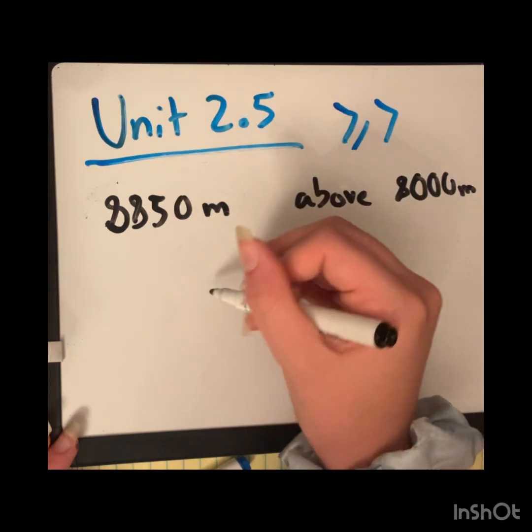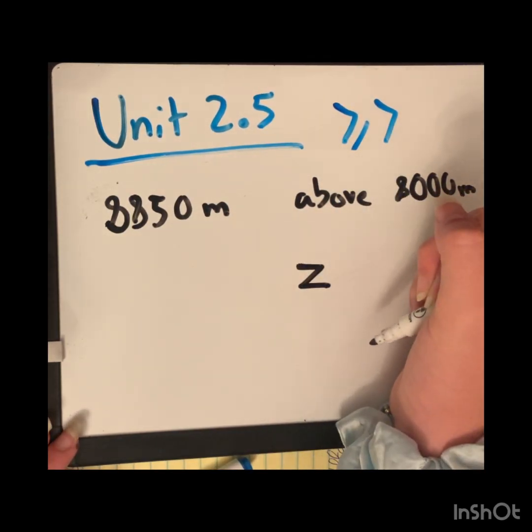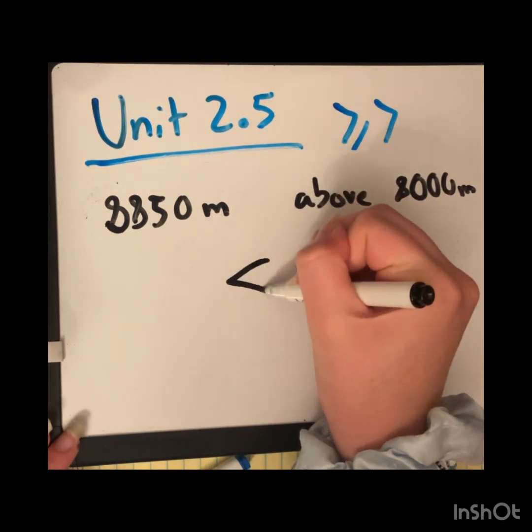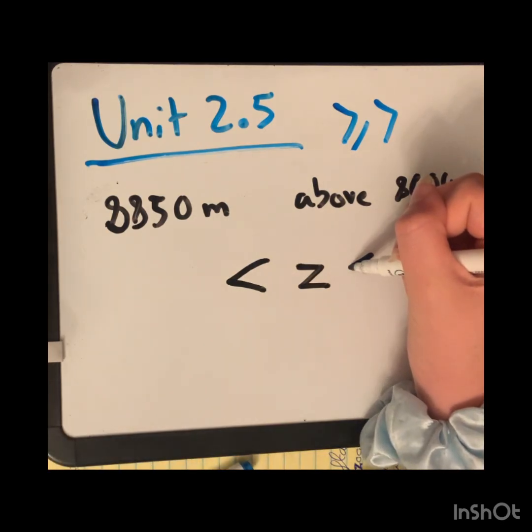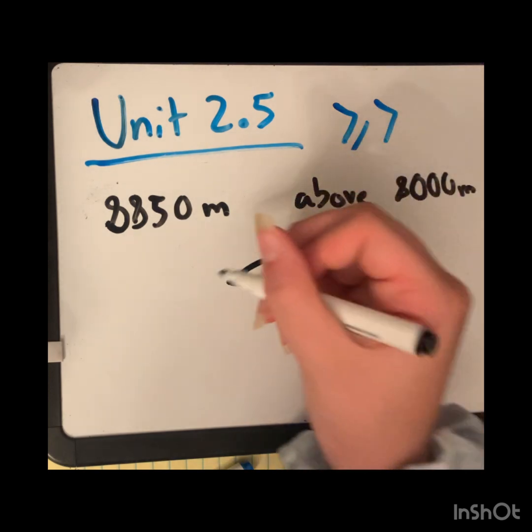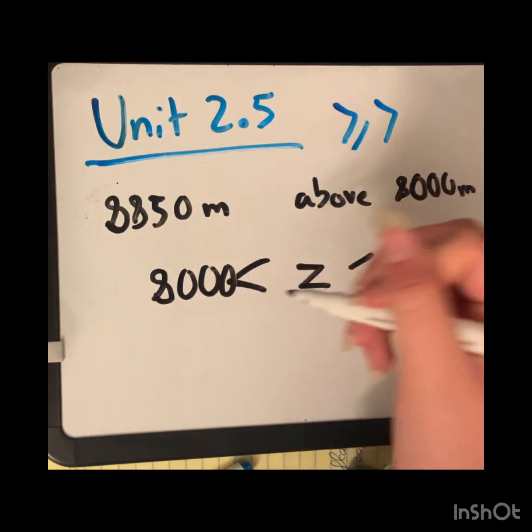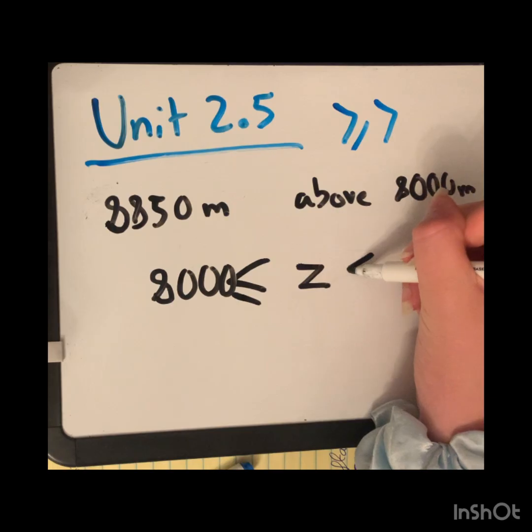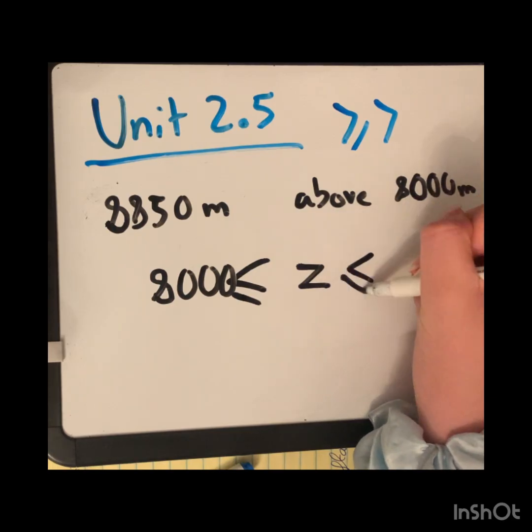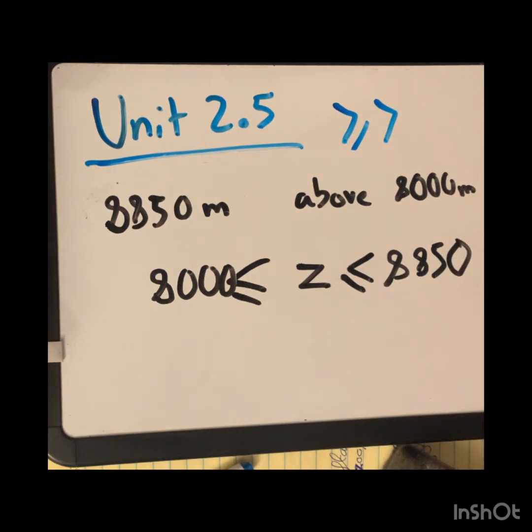So let's put this as the death zone. Write an inequality of the possible elevation of climbers in the death zone. So anything above 8,000 meters: 8,000 meters is smaller than or equal to the death zone, and the maximum is 8,850. This is how I would write that inequality.